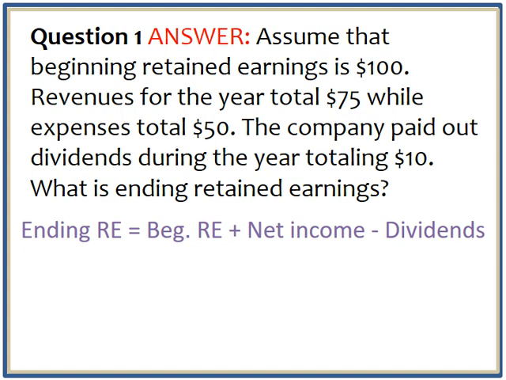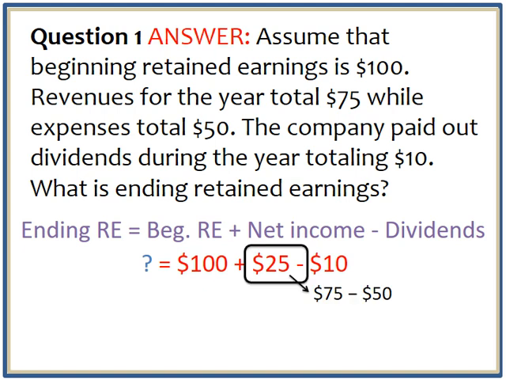The answer to question 1 is $115. How'd you do? The calculation you need to make here is to follow the format of the statement of retained earnings. Start with beginning retained earnings of $100. Add to that the net income of $25. Where did we get $25? It is the net income, which is revenues of $75 less expenses of $50 to equal $25.